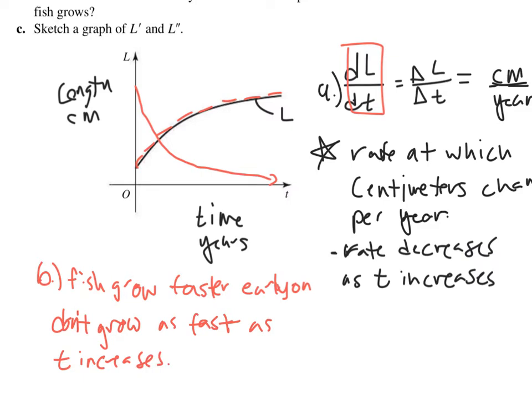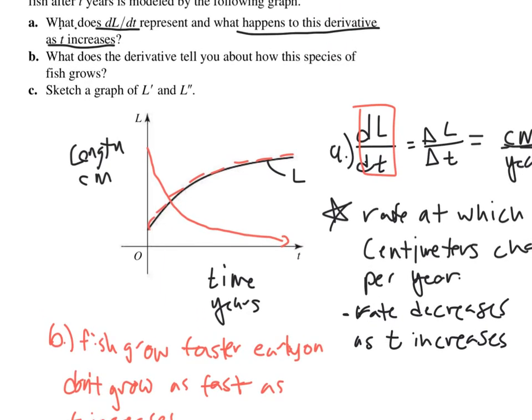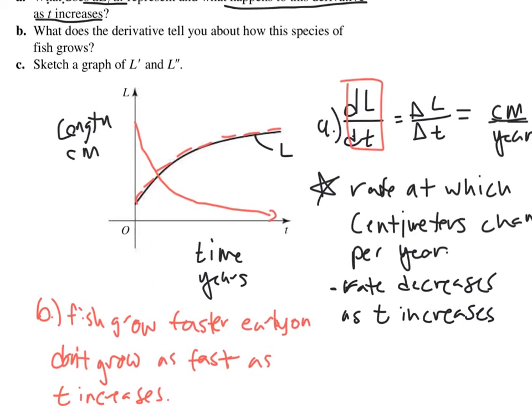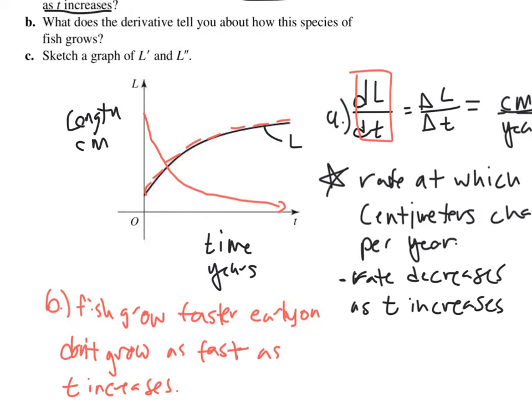Then it wants us to sketch the graph of L prime and L double prime. This graph here in red is L prime. Then we want to graph L double prime. I'm going to look at these slopes here, and these slopes are negative, negative, negative, but they're approaching 0. So they're down here, and we would graph L double prime like this. This is L double prime. Okay, let's take a look at the next one.